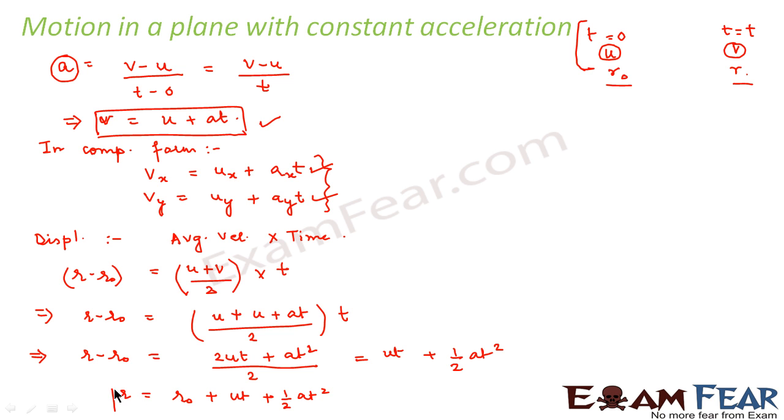If you look at this equation also, this is quite similar to what we studied in one-dimensional motion, which said s is equal to ut plus half at square. So here r, that is the position after time t, is equal to the initial position plus ut plus half at square. Now we can write this also in component form.